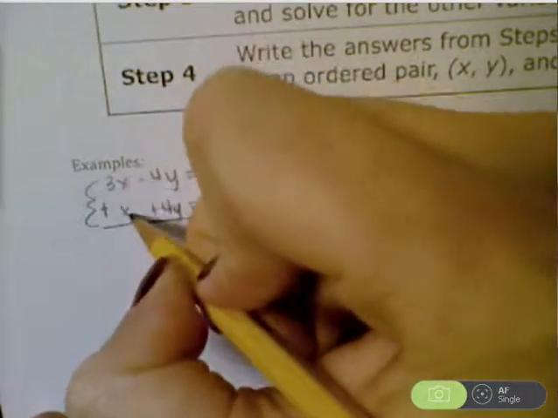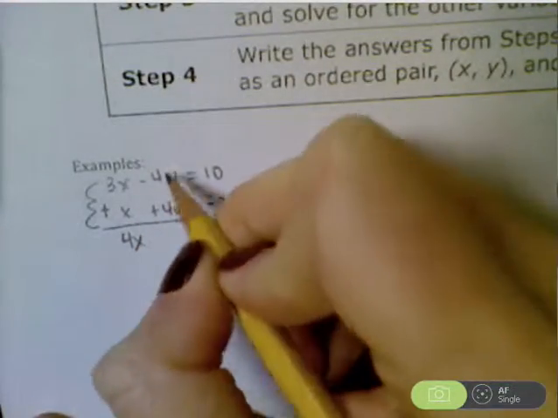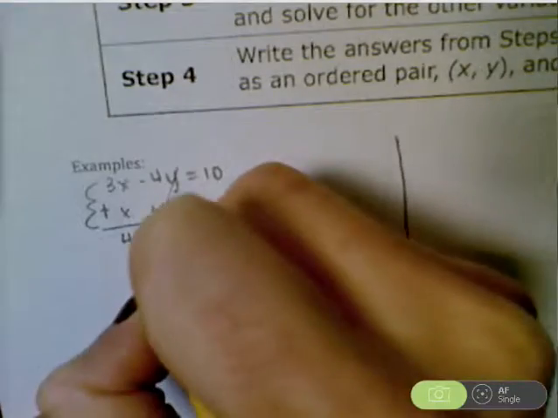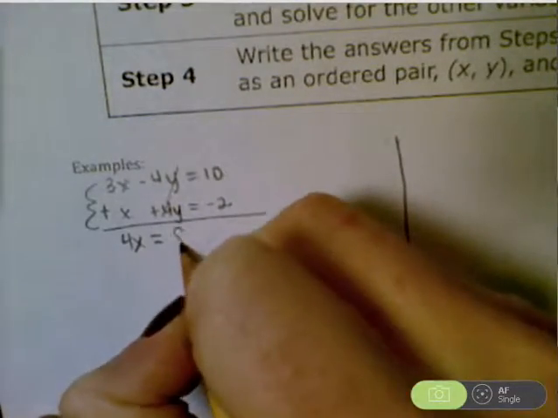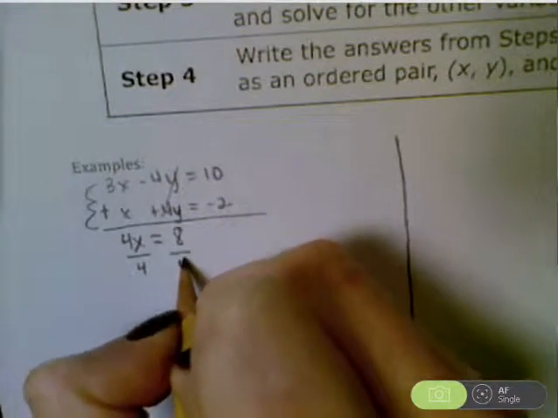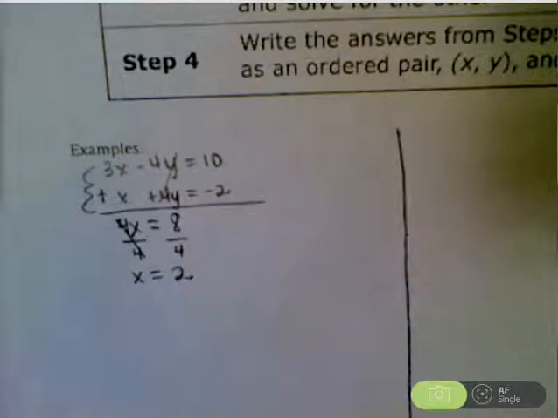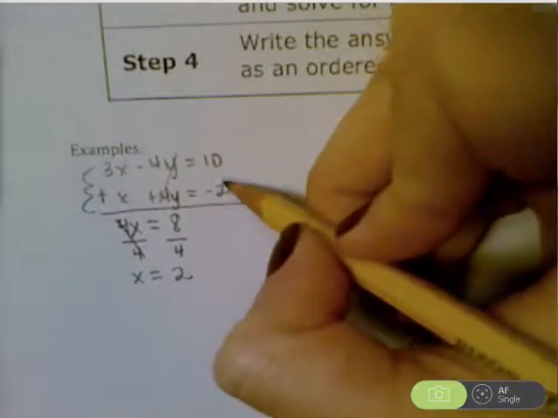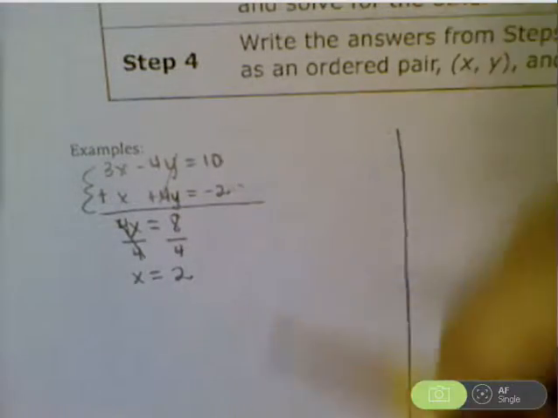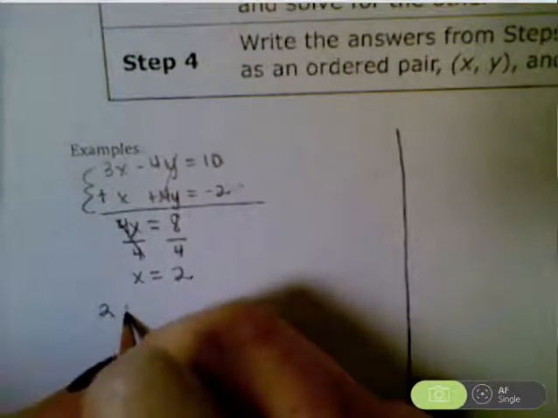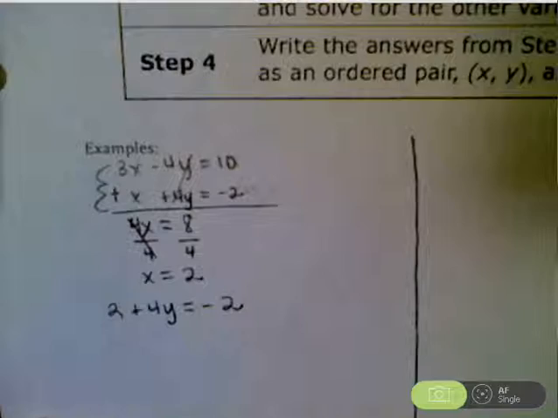So 3x plus x is what? 4x. Negative 4y plus 4y is 0, so it cancels out. And 10 plus negative 2 is what? 8. If we divide both sides by 4, we now know that x is equal to 2. Now I can just plug into either one of the original equations to figure out what y is. So we'll do this second equation because it's a little bit more simple. 2 plus 4y equals negative 2. So I just replaced x with the new value 2.